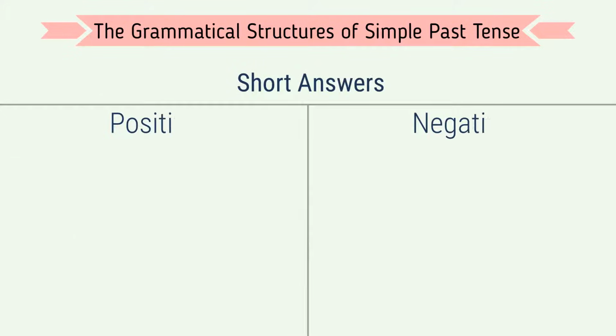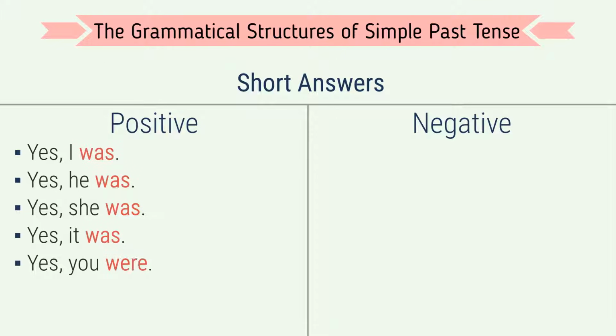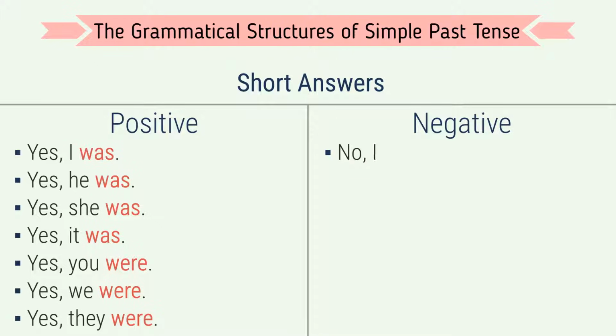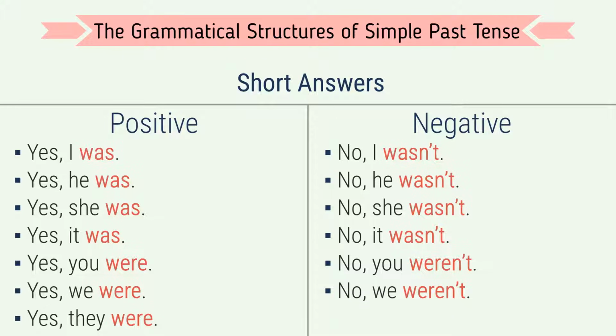Answers to questions can be positive or negative. The short answer form would be yes, I was, yes, he was, yes, she was, or yes, it was. Of course, it's also possible to say yes, you were, yes, we were, or yes, they were. For negative short answers: no, I wasn't, no, he wasn't, no, she wasn't, no, it wasn't, no, you weren't, no, we weren't, and no, they weren't. Remember, weren't is just a contracted version of were not.